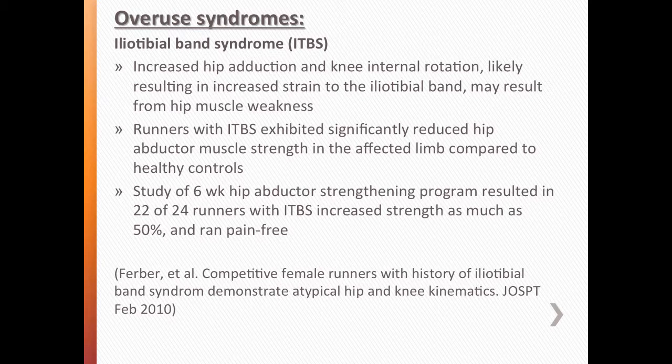So runners with IT band syndrome exhibited significant reduction in hip abductor muscle strength in the affected limb compared to healthy controls. This was in a study from Ferber et al. in 2010. What they did is they gave a 6-week hip abductor strengthening program, and 22 of the 24 runners increased their strength as much as 50% and were able to return to pain-free running.